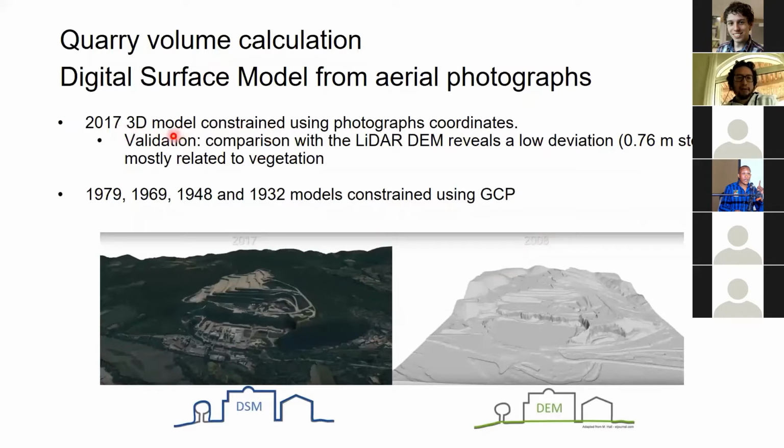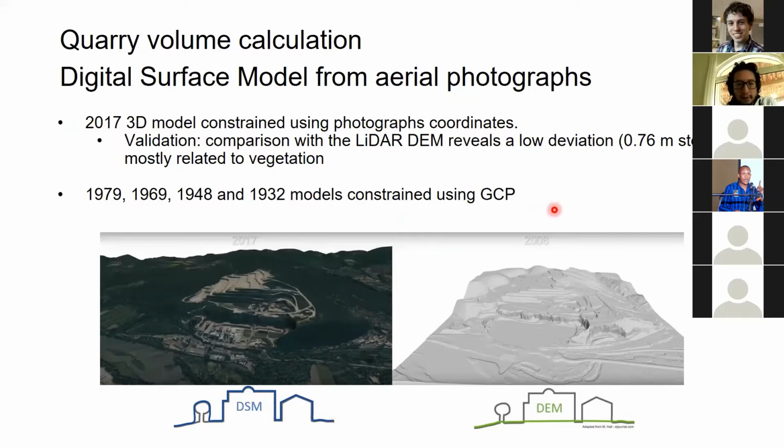For 2017, he built a 3D model, and this is a good one because he can then validate it by comparing to the LiDAR DEM that was also provided by IGN. There's a slight difference between a DEM, a digital elevation model, and a digital surface model. The digital elevation model goes below the vegetation, and I think manually they do this. They also interpolate across the built environment. The digital surface model is just the envelope of anything that's on the surface.